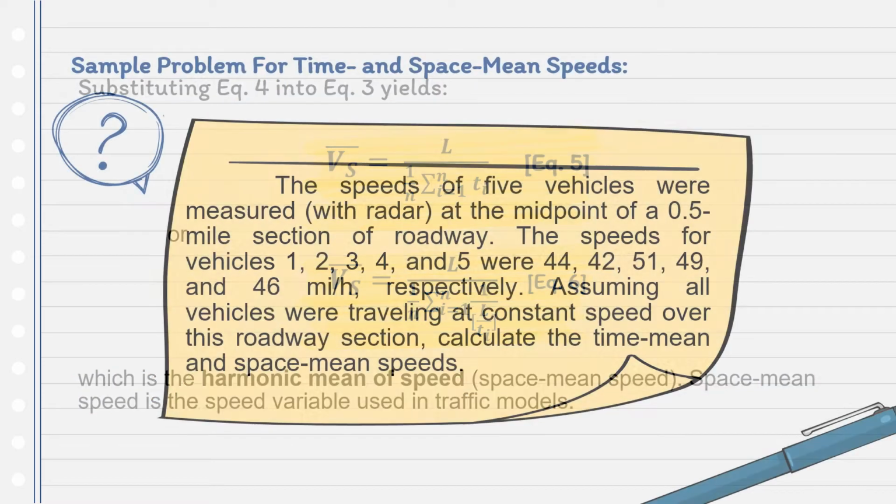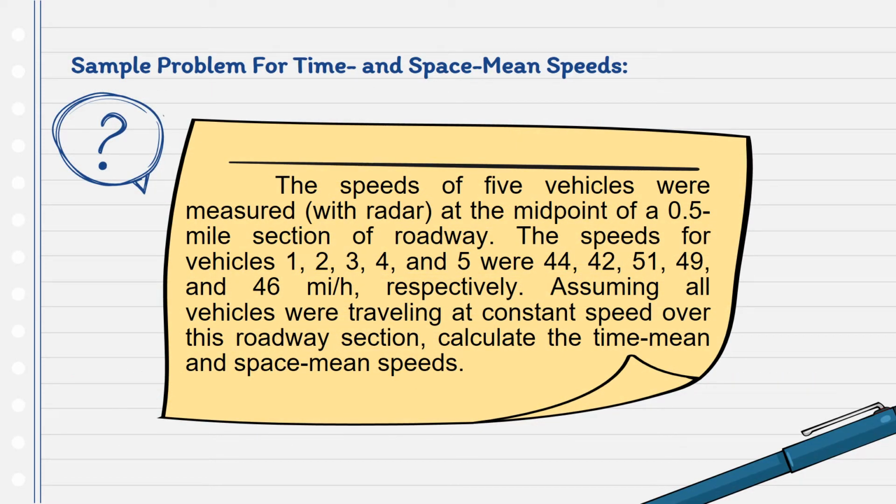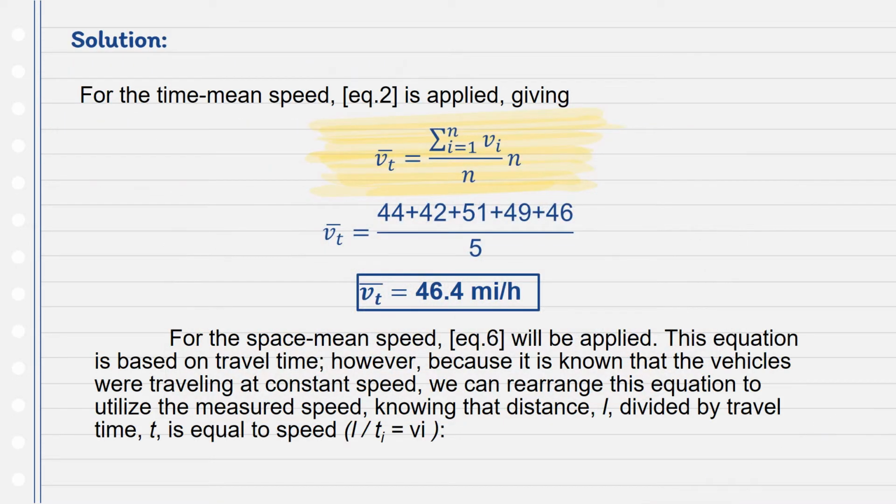Here we have a sample problem for time and space mean speeds. The speeds of 5 vehicles were measured with radar at the midpoint of a 0.5 mile section of roadway. The speeds for vehicles 1, 2, 3, 4, and 5 were 44, 42, 51, 49, and 46 miles per hour respectively. Assuming all vehicles were traveling at constant speed over this roadway section, calculate the time mean and the space mean speeds. Here is the solution for our problem.